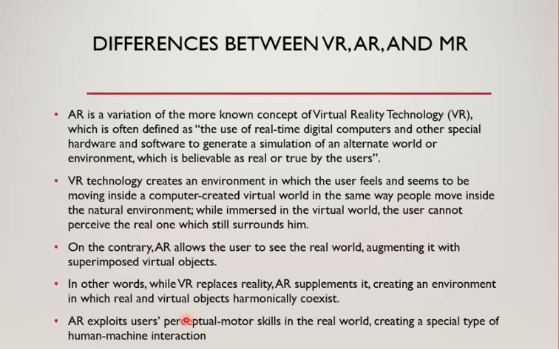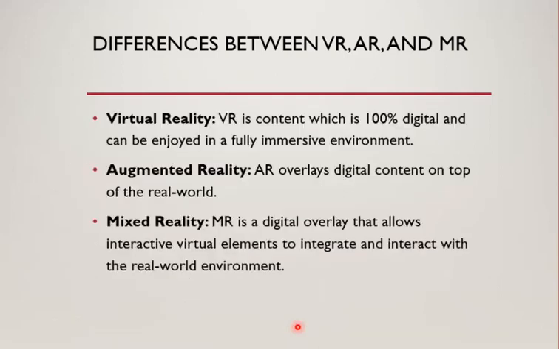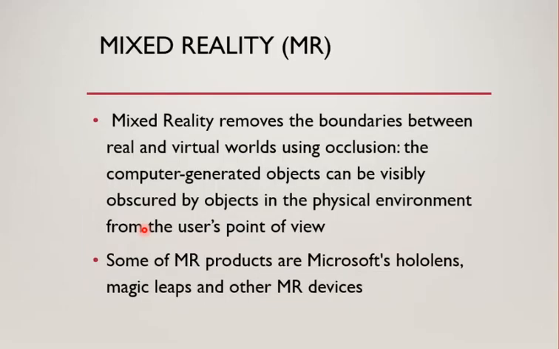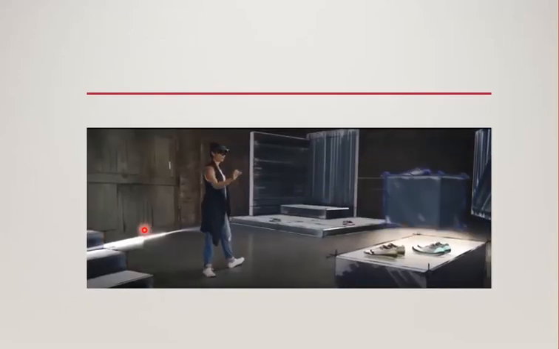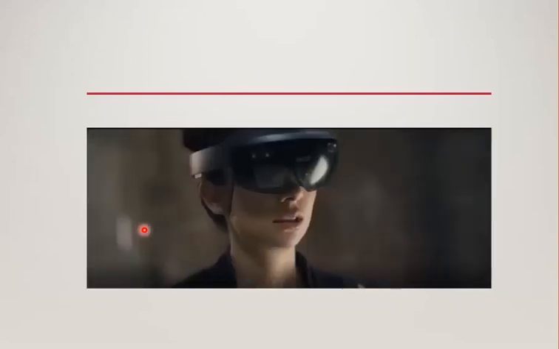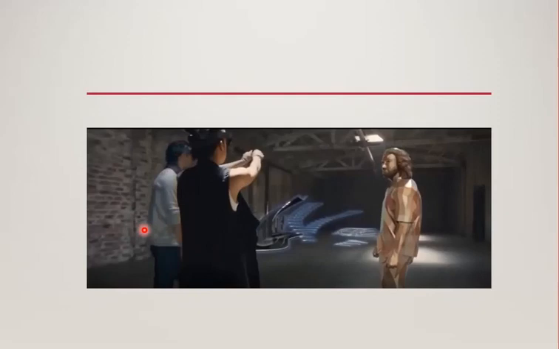Virtual reality is a technology that creates an environment in which users feel and seem to be moving inside a computer-created virtual world, in the same way people move inside the natural environment, while immersed in the virtual world. The user cannot perceive the real one which is still surrounding him. On the contrary, augmented reality allows the users to see the real world, augmenting it with superimposed virtual objects. In other words, virtual reality replaces reality, while augmented reality supplements it, creating an environment in which the real and the virtual objects harmonically coexist.